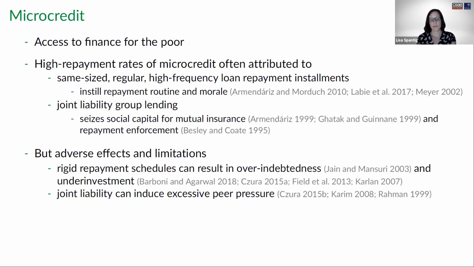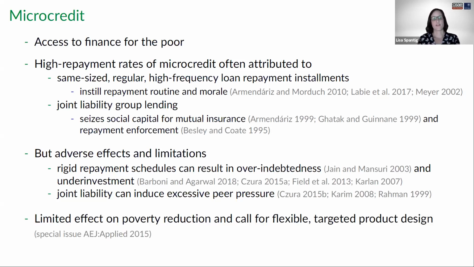And the joint liability feature of microcredit can induce excessive peer pressure in the sense that people would even punish their peers if the shocks are fully observable and are not caused by the borrower themselves. So the by now famous AJ applied issue also documents a limited effect on poverty reduction, pointing towards some positive heterogeneity, but overall calls for more flexible, targeted product design.